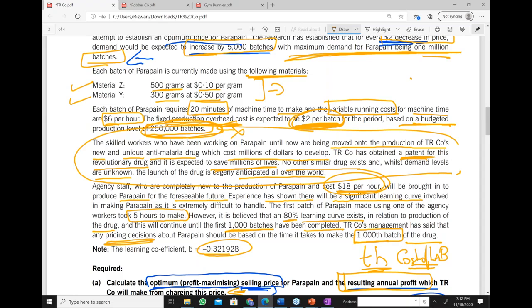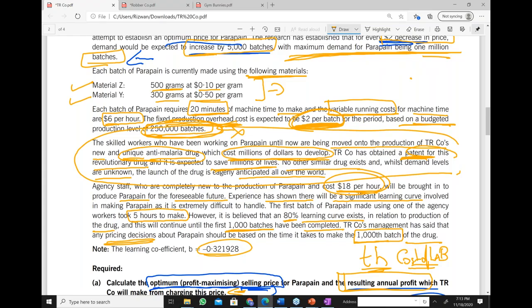Let's see what it says. Skilled workers who have been working on paraffin until now are being moved on to production of unique. So first is unique. This is a unique anti-malaria drug like a corona vaccine, which costs millions of dollars to develop, which means there is a high cost of development which everybody cannot incur. TR has obtained a patent for this revolutionary drug.